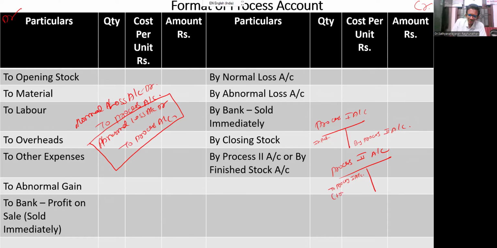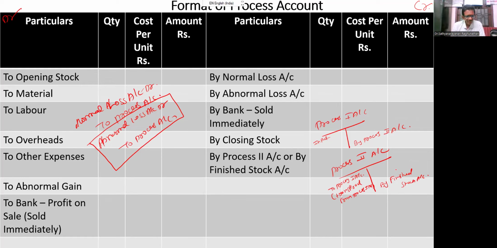Or within brackets you can write transferred from process one account. And then in the credit side, process two account is the last stage, so you have to write it as by finished stock account. Understood? That is the meaning of this.